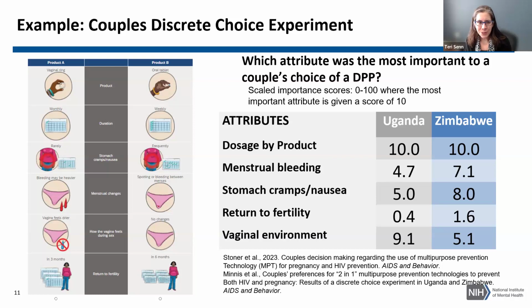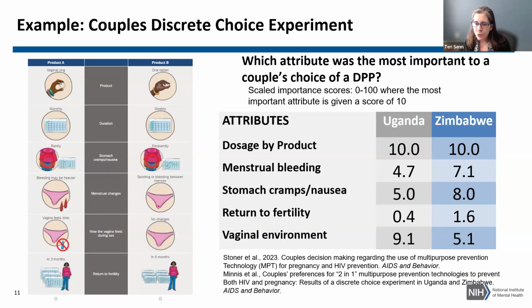And overall, the results were a little bit complex, but they found that the frequency of dosing, so whether something was on demand, daily, or monthly, by product form, for example, tablets, insert, or ring, was the most important attribute in both countries. And return to fertility, time to return to fertility, was least important in both countries, with the other important factors actually differing somewhat by country.